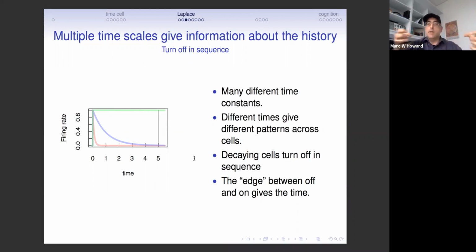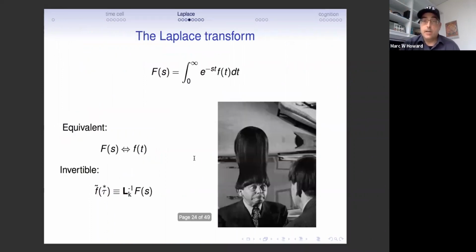And by having many cells turning off in sequence, I can figure out how far in the past the stimulus took place. There's like an edge as a function of time constant of these cells that I can use to infer how far in the past the triggering event took place. And that's the basic idea.